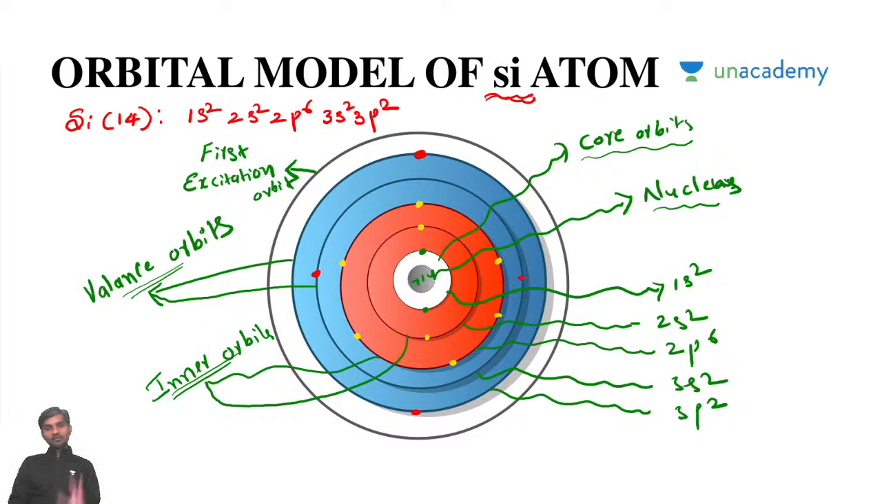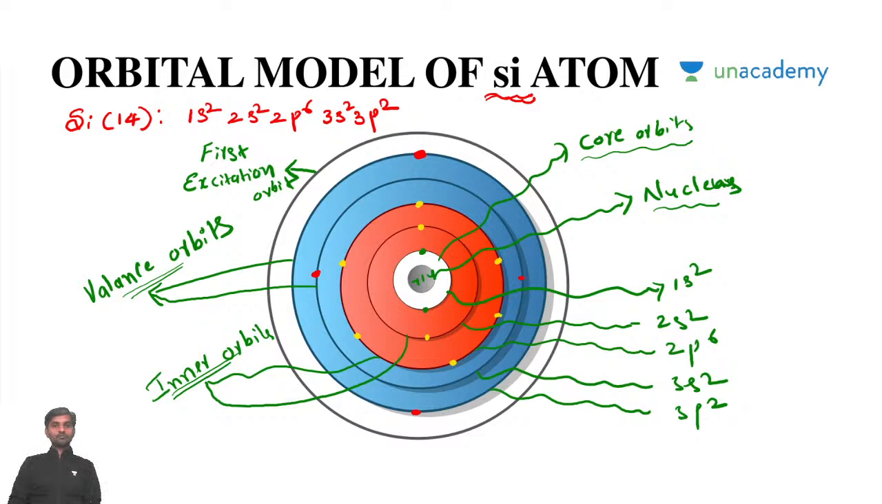And we have seen the beautiful orbital model of the silicon atom. Hope you understood this very clearly. We have discussed what a nucleus is, then we have seen what a core orbit is, and then the inner orbits, then the valency orbit, and then the first excitation orbit. These are the things which we discussed in yesterday's class.